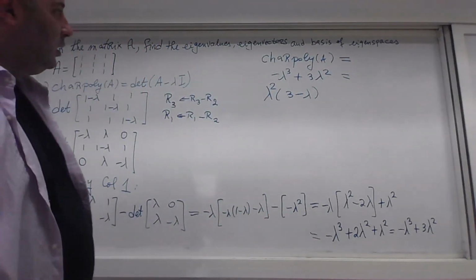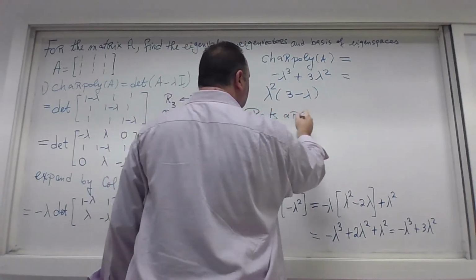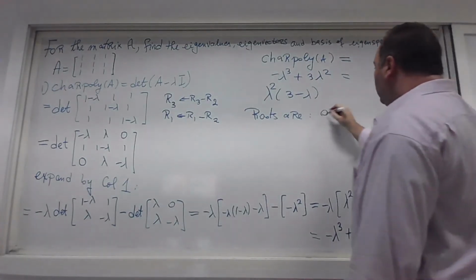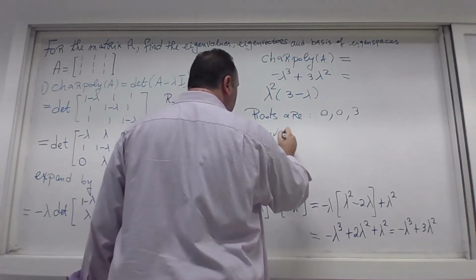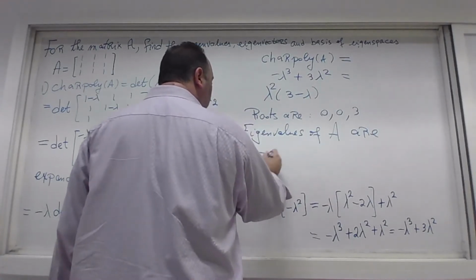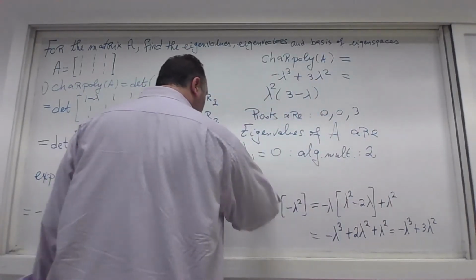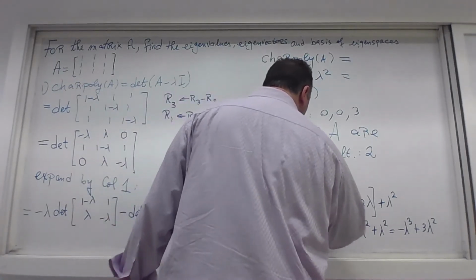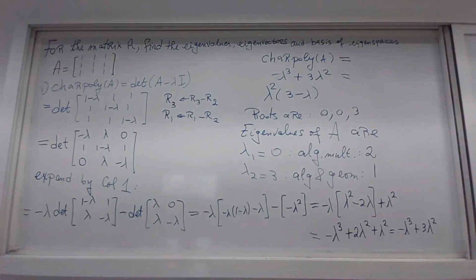So lambda squared, 3 minus lambda. Ah, that's cool. So the roots are 0 and so 0, 0, and 3, obviously, eigenvalues. Okay, are the roots. So the first eigenvalue is 0, algebraic multiplicity 2. And the other one is 3, and algebraic and geometric multiplicity is 1. For this guy, I don't know what is geometric, I need to compute. So I have two eigenvalues, 0 of multiplicity 2 and eigenvalue 3, multiplicity 1, geometric and algebraic.